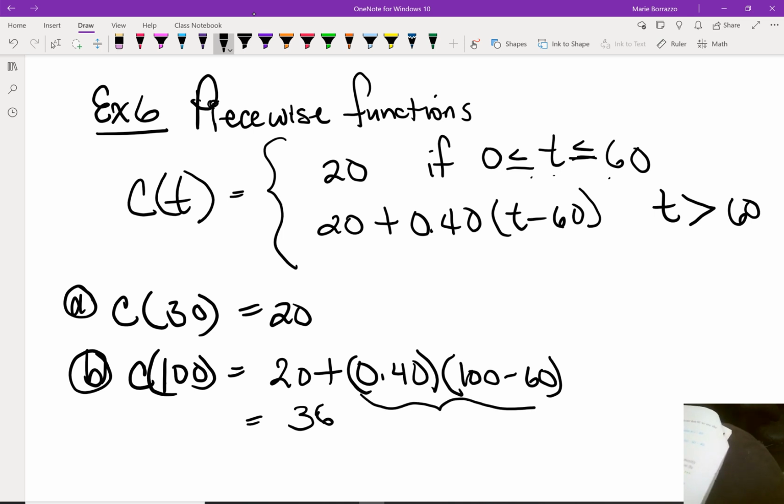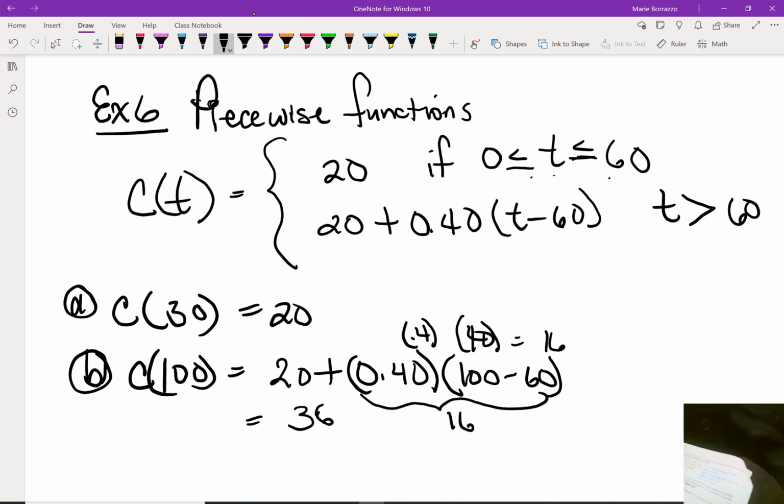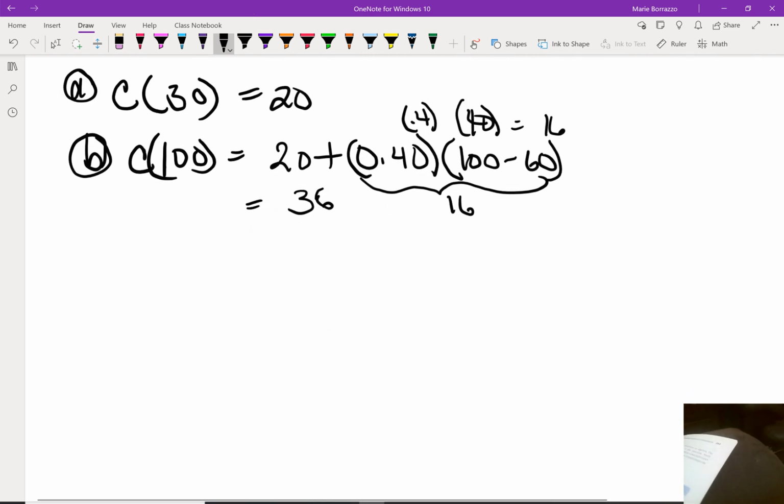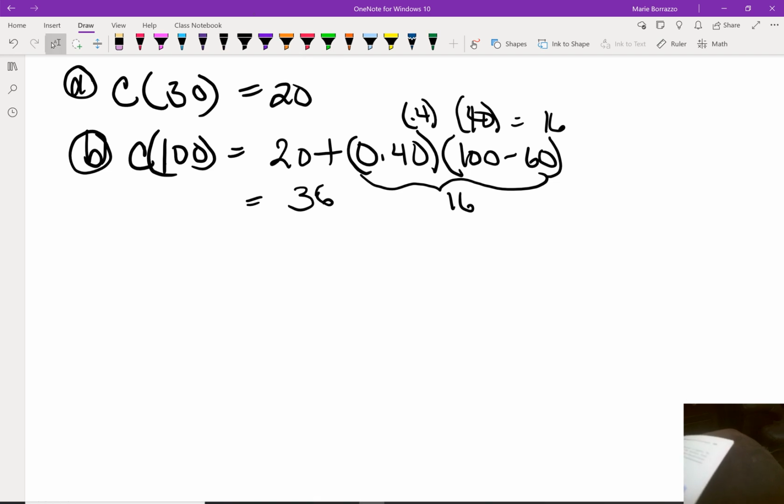Remember, this is 16, because this gives you 40, and 40 times 0.40 is 16. And then 16 plus 20 gives you 36. And that is the same thing you're going to do in example 7, which I'm actually not even going to cover because the concept is pretty much what it is.